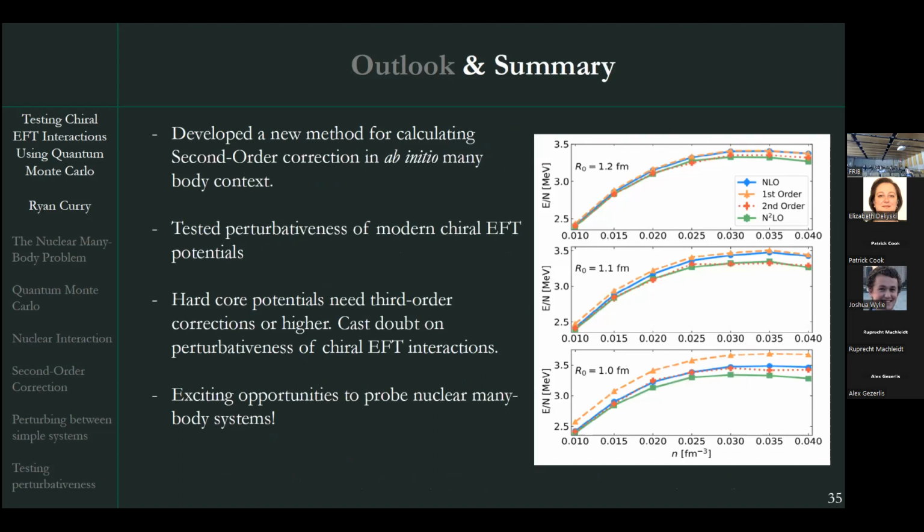And I will then summarize. So we've developed a new method for calculating a second order perturbation theory in QMC. We've tested the perturbativeness of modern chiral EFT potentials. We found that hardcore potentials need third order corrections or higher, and maybe we've cast some doubt on how perturbative these potentials really are. And then, as I said a slide ago, there are some exciting opportunities to keep probing nuclear many-body physics with this.